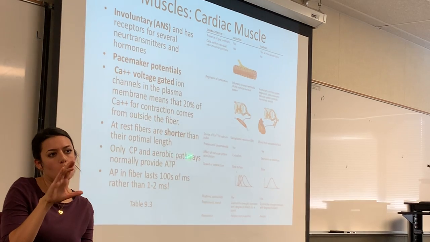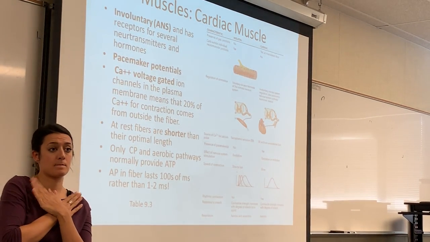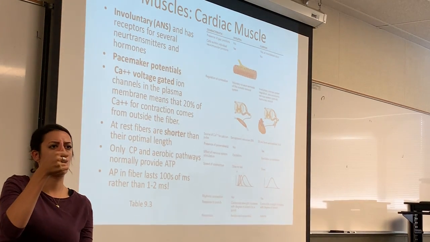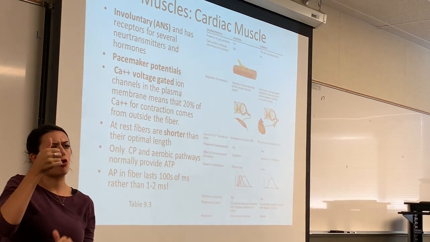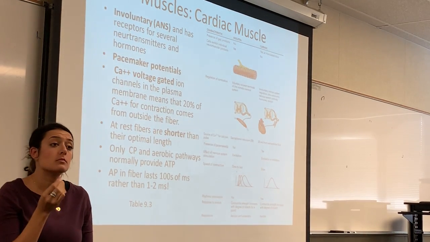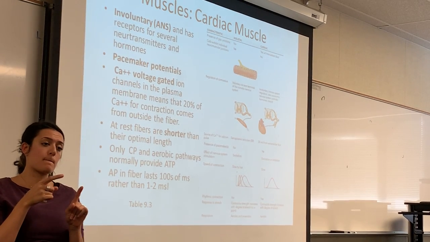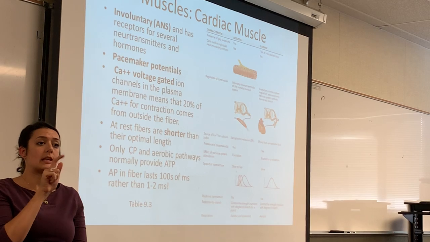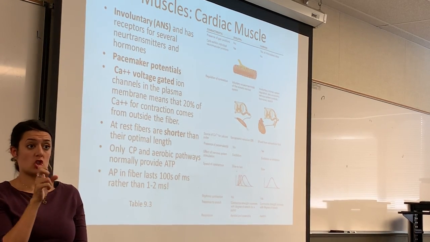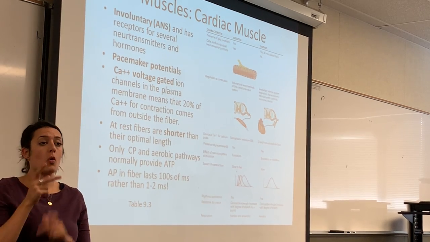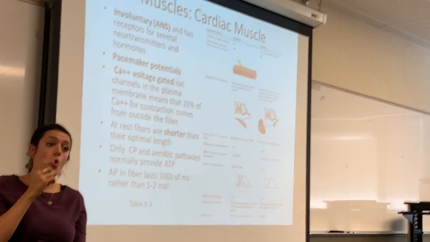And at rest, the fibers are usually shorter than their optimum length. Only 75% of the original length, I mean. So they're quite short. And they use creatine phosphate. So the phosphagen system is found in the heart also. So when people take creatine as a supplement to grow muscles, you're affecting your heart also.